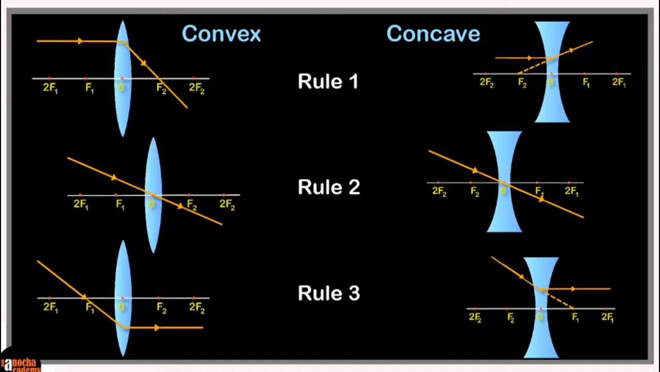Now, let us study the rules of image formation by a concave lens. Rule 1. The ray which is parallel to the principal axis will be refracted and appears to come from the focal point at the left side. Rule number 2. The ray passes straight through the optical center without bending. Rule 3. The ray which travels towards the focal point F will bend parallel to the principal axis.